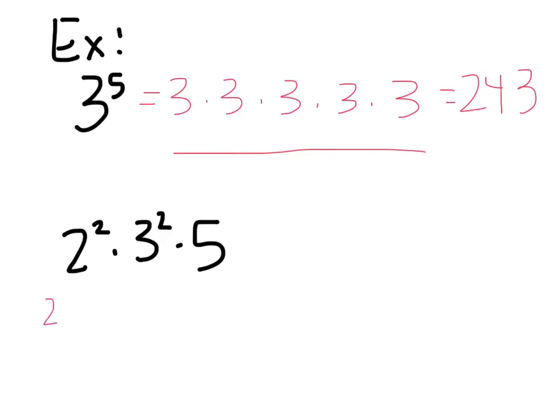Okay, so down here I'm going to do 2 times 2 times 3 times 3 times 5. So I have 4 times 9 times 5. So I have 36 times 5, which is 180.